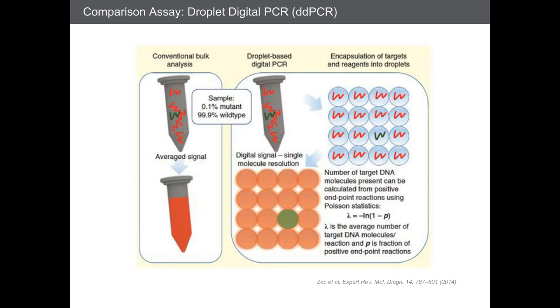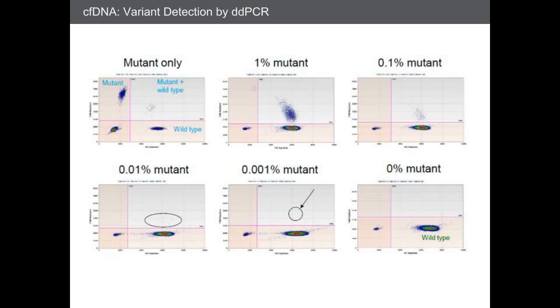And the type of results that you get from ddPCR are shown here. The most important data is shown within these three quadrants: the mutant quadrant, which are droplets containing only mutant molecules; this quadrant, which are droplets containing only wild type; and this quadrant, which are droplets containing both mutant and wild type molecules.